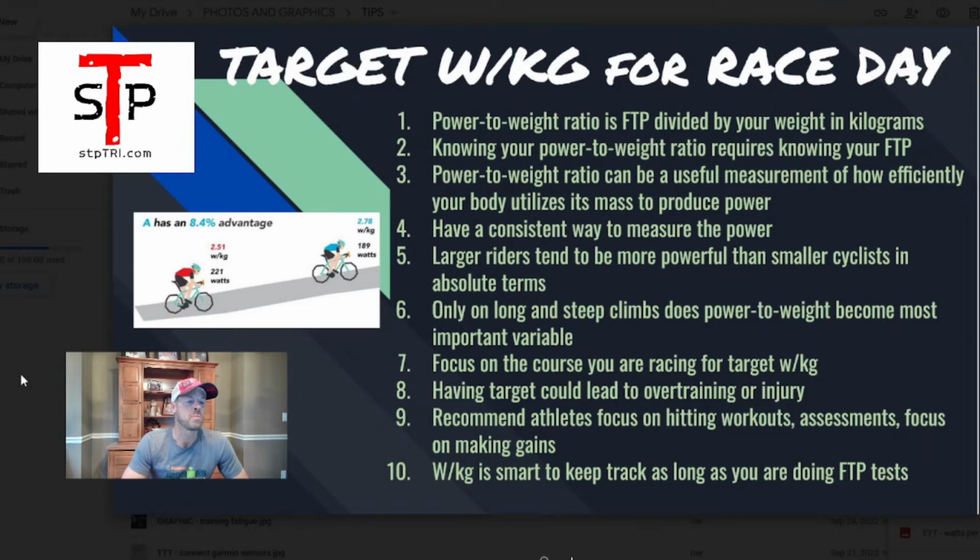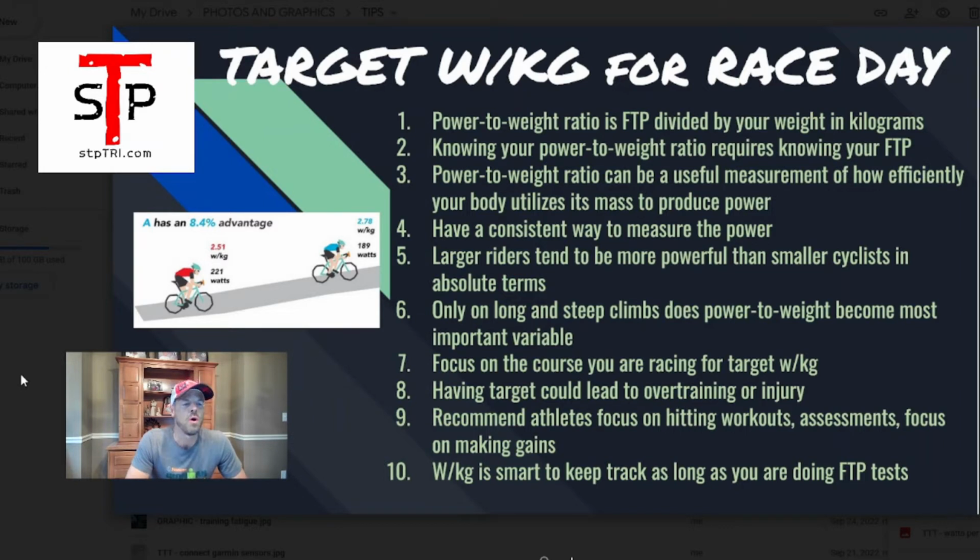Number five, larger riders tend to be more powerful than smaller cyclists in absolute terms, but this kind of levels it out, because a smaller cyclist may produce enough FTP in watts per kilogram that they actually do better than heavier cyclists going up the hills. But when you've got more weight going down the hills, they may fly past you. So just keep in mind that larger riders usually have more absolute power, but when you're going up hills, that's when watts per kilogram becomes a bigger factor.